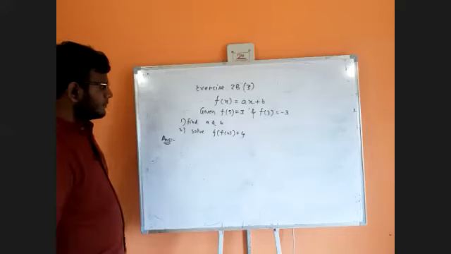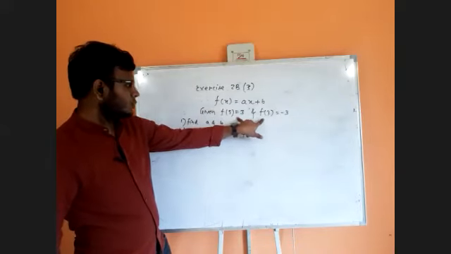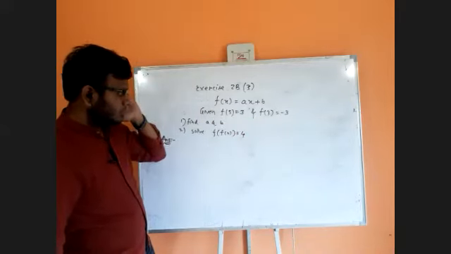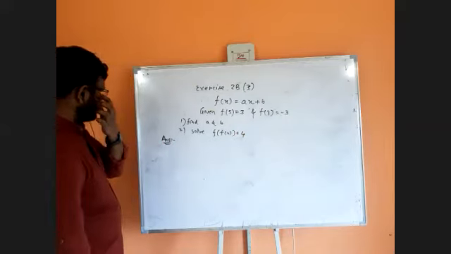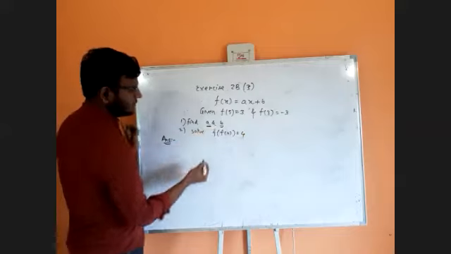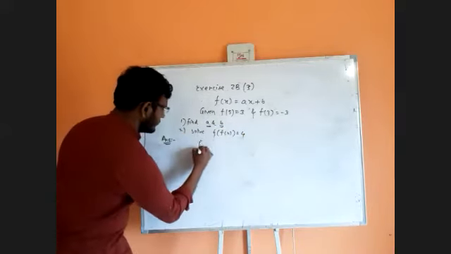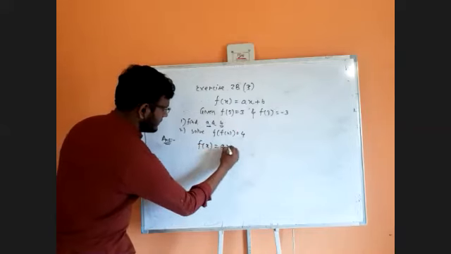So f of x is given. There are two equations which are given to you, and they are asking you to solve this equation. Now let's see. In order to find a and b, we just have to use these two conditions. So f of x is equal to ax plus b.